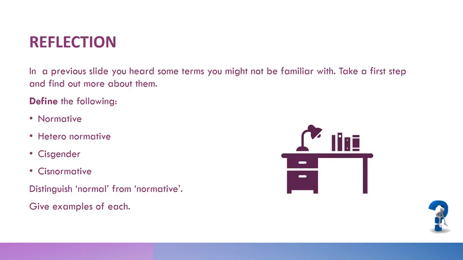Previously, you heard me mention some terms you might not be familiar with. And why not take this as a first step and find out more about them yourself? For instance, define the following: normative, heteronormative, cisgender, cisnormative. Follow this up by distinguishing normal from normative and give examples under each heading.